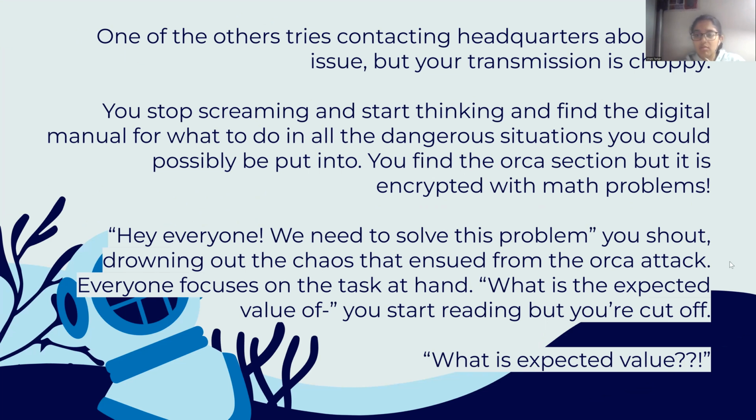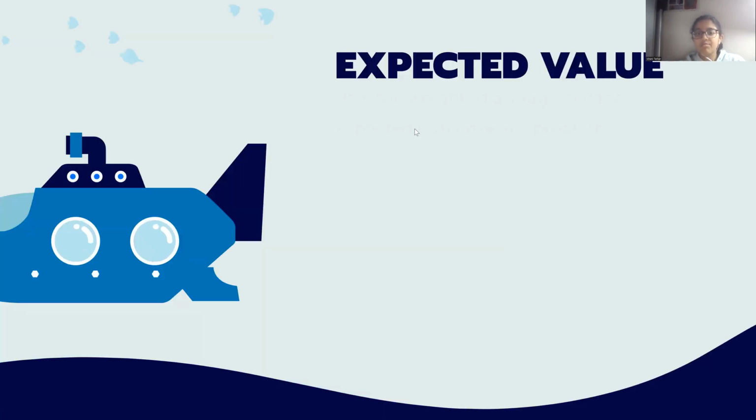Hey everyone, we need to solve this problem, you shout, drowning out the chaos that ensued from the Orca attack. Everyone focuses on the task at hand. What is the expected value of, you start reading, but you're cut off. So what exactly is expected value?